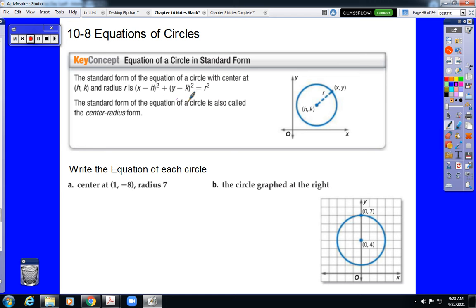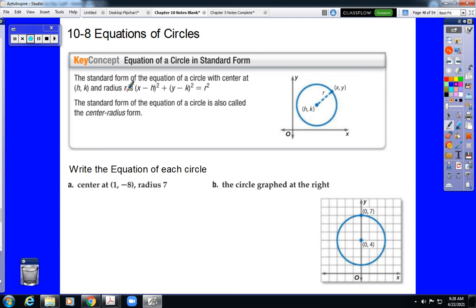Okay? So we are going to practice using that. This is going to take a series of videos because we're going to break it up by topic. This first video will discuss how to write the equation of the circle from that information, from the center and the radius.